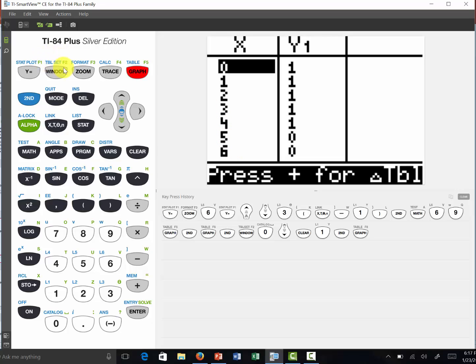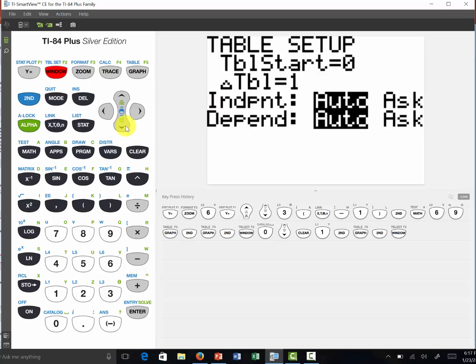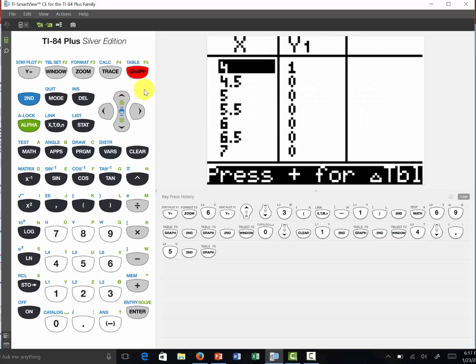And again, we do that by going to table set, second window. This time let's start at 4, and let's count by 0.5. So we go back to our table, and we see when x is 4, we get a true statement, but 4.5 and beyond, these are false statements. So we've just verified the answer that we solved algebraically.